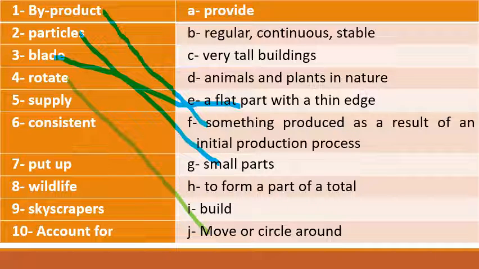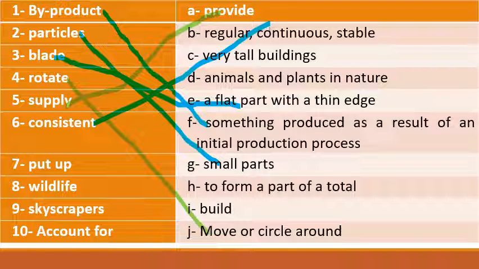Then we have supply. So what does supply mean? Supply means to provide. And then we have number 6, which is consistent. So what's consistent? Consistent means letter B. Consistent means regular, continuous, or stable. So one more time, consistent means regular, continuous, or stable. Then we have number 7, which is put up. That's letter I, which is build.